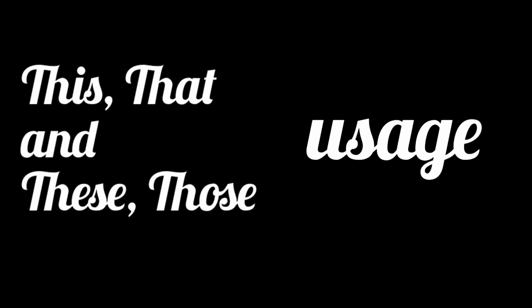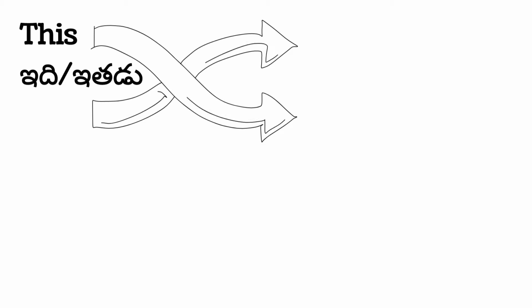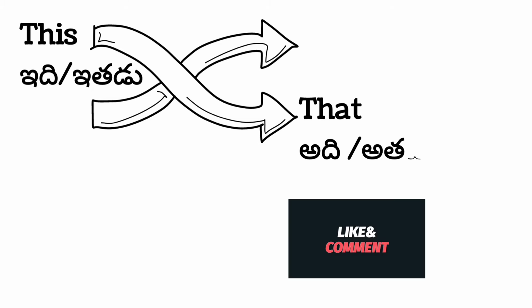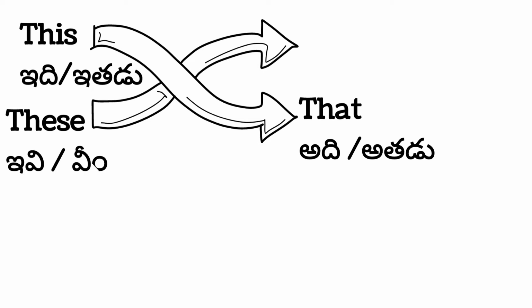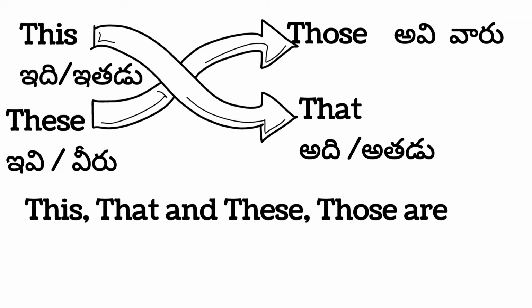This, that, and these, those usages. This, ఇది, ఇతడు. That, అది, అతడు. These, ఇవి, వీరు. Those, అవి, వారు. This, that, and these, those are called demonstrative pronouns.